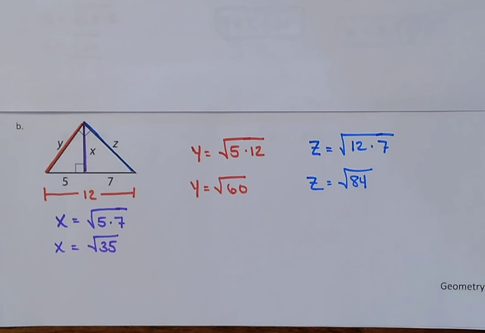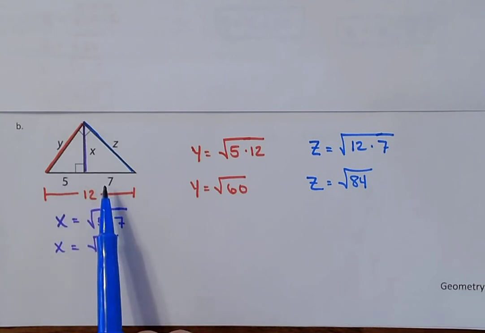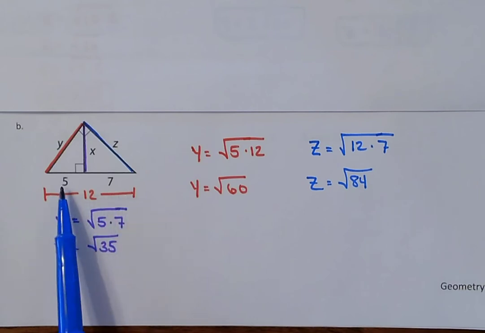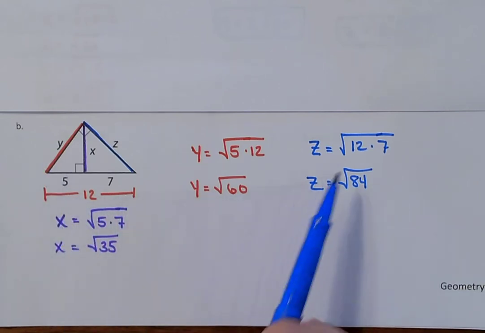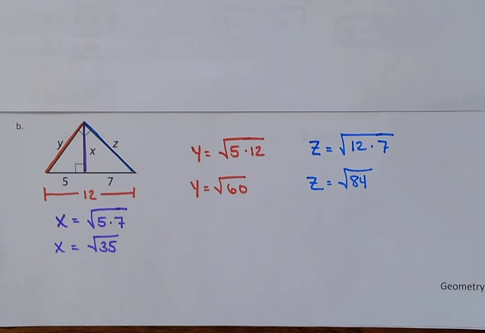So hopefully with this problem, you get a better feel of how you go through and pull these numbers out for each one. So again, to figure out x, you have to use these two segments. For y, you use the whole hypotenuse and then use the segment next to y. For z, use the whole hypotenuse and the segment next to z. And that is how you go through and figure out your values for x, y, and z.